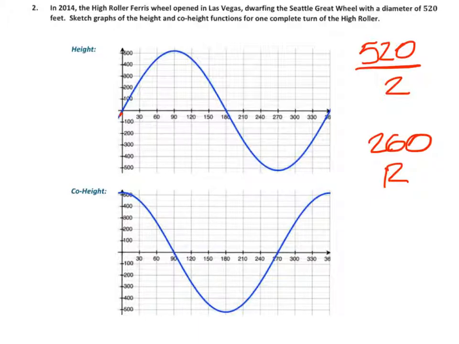But notice on this graph that it goes up to 520 at 90 degrees. And then when you get to 180, it's back to 0. And then when you go down to here, it's at negative 520. And then back up here to 0. Can you think of any reason why it's marked off at 520 instead of 260? Did any of you mark it off at 260?